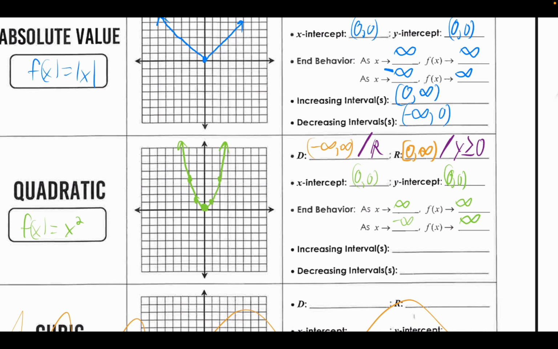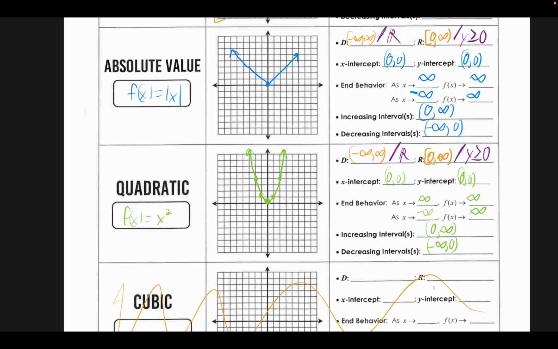And the increasing interval is from the vertex forever to the right, which is 0 to infinity. And the decreasing interval is from the left forever to the vertex, which is negative infinity, comma 0.